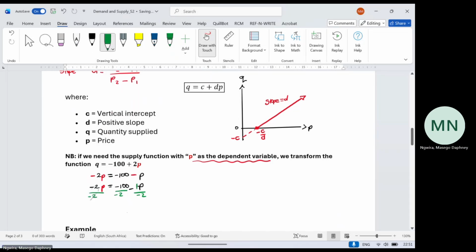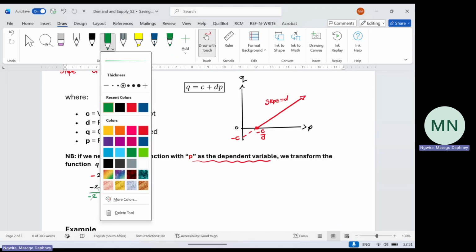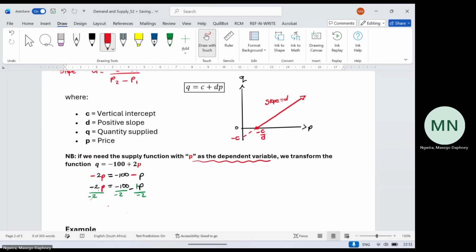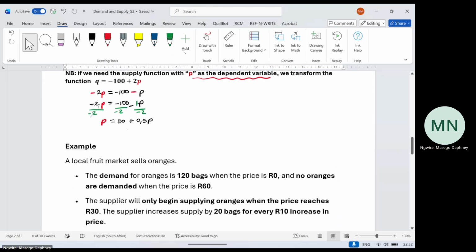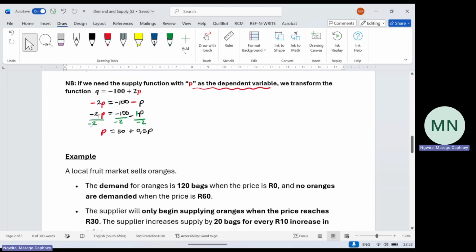All right. I'll be left with a p. This will be p, then is equals to this divided by this, the positive 50. And this divided by this is a positive 1 over 2, which is the same as 0.5. Then you say p. So this is how you make p a dependent variable. You will see from your activities, sometimes they want p as a dependent. So this is how you get to the answer.